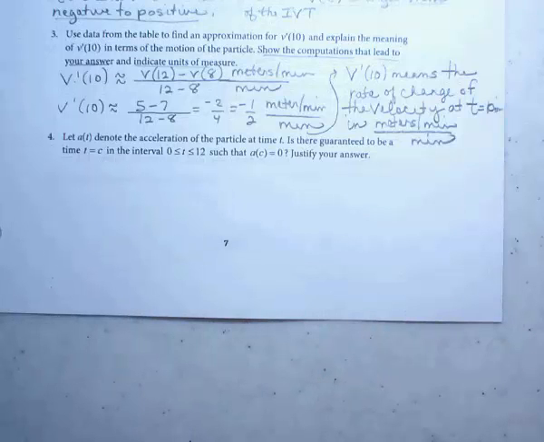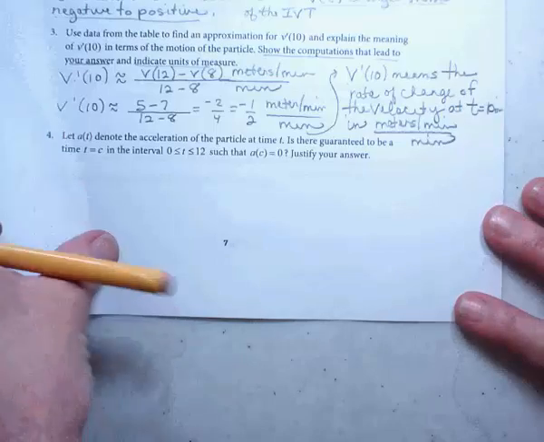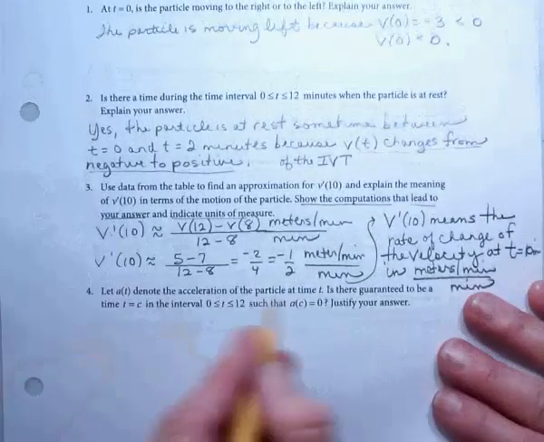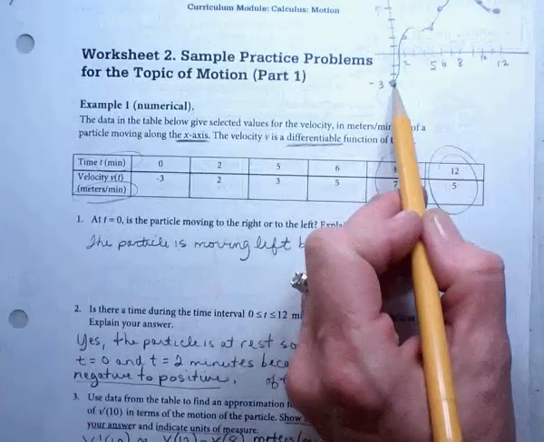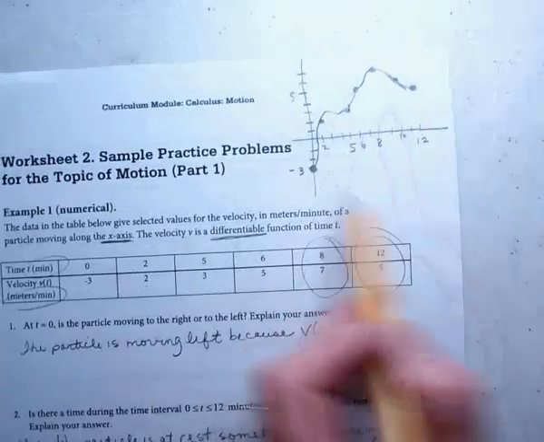Okay, what are some other questions they might ask for us that we've learned so far and how we can respond to it? It says let a of t denote the acceleration of the particle at time t. Well, we know acceleration is the derivative of velocity. Is there guaranteed to be a time in the interval from 0 to 12 such that the acceleration, the slope of velocity, is equal to 0? Justify your answer. All right, so is the slope ever 0? Is the slope here on this velocity graph ever going to be equal to 0?